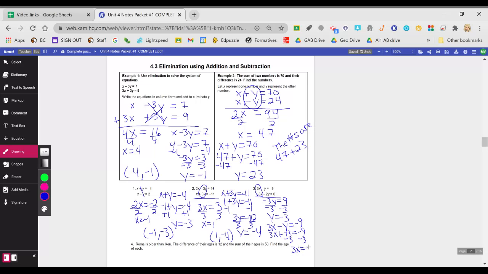So 3x equals negative 12. Divide by 3. X equals negative 4. So the answer is negative 3, comma negative 4.